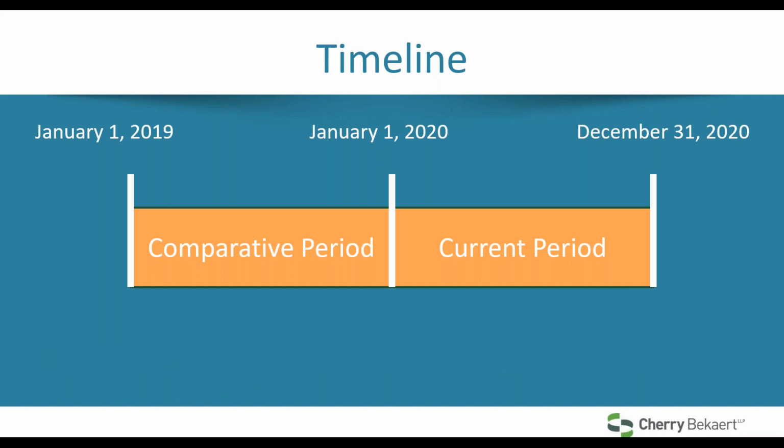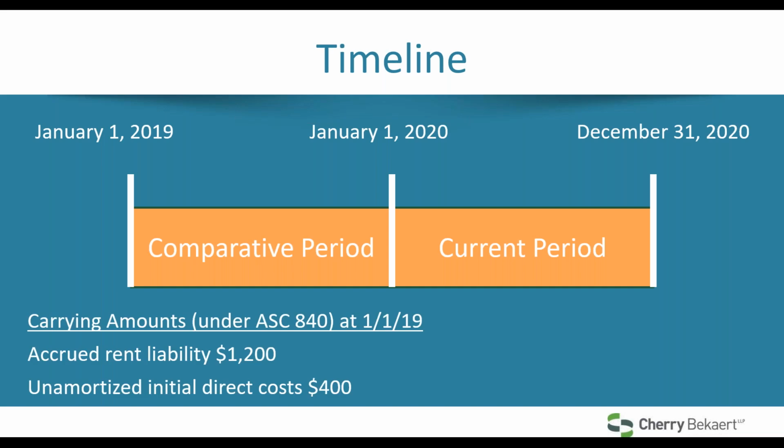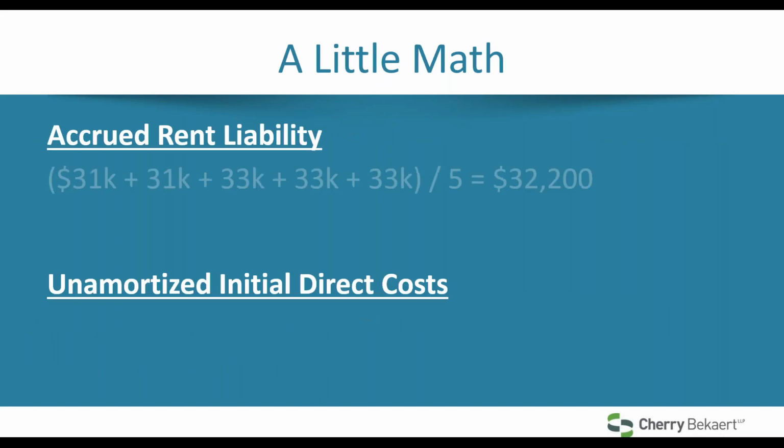So our timeline, just as a reminder, is we're reporting as of 12/31/20, but for 1/1/19 and over 2020, we're looking at this 2-year period. Here are the carrying amounts under adoption of 842. You'll remember we started this lease 1/1/18. We've got two pieces that need to be looked at. One is the accrued rent liability, which we'll calculate together in a second. And two is the remaining unamortized initial direct costs. So let's back into each of these numbers so we can all be on the same page.